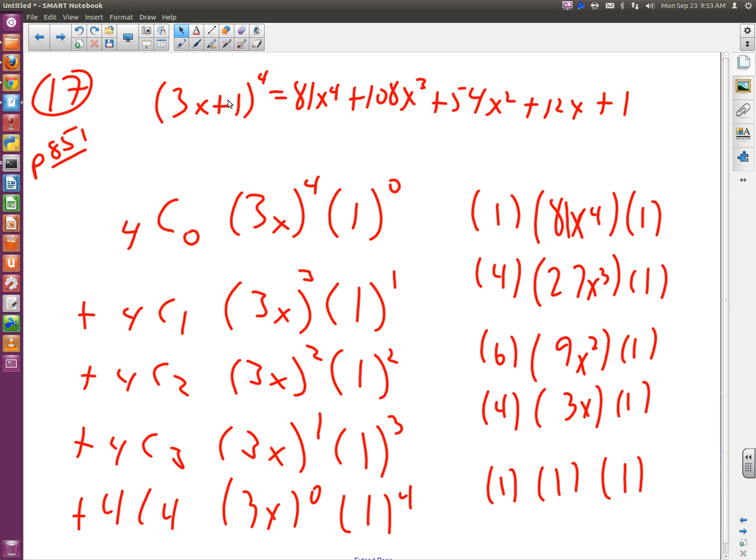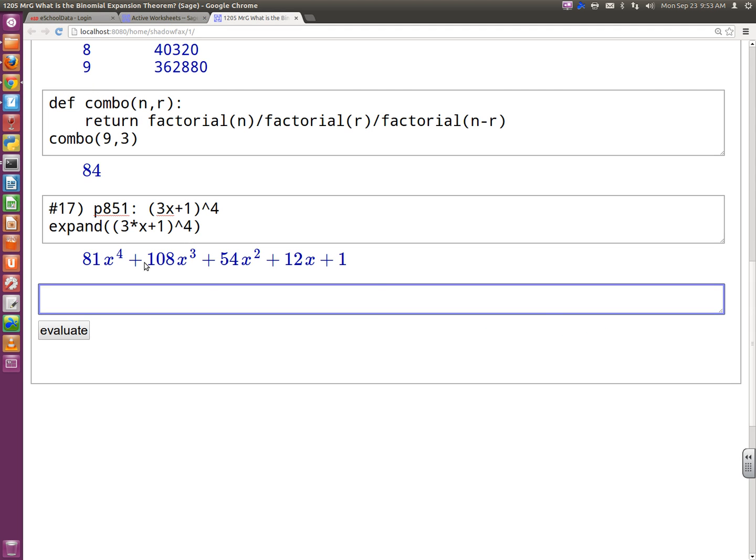Let's see, Sage. What do you got? So what is it? 81, 108, 54, 12, and 1. 81, 108, 54, 12, and 1, and a fourth degree polynomial in standard form, counting down from 4, 3, 2, 1, 0, x1. That's good. Can you show the work here? Yeah, we could do exactly what we did on the smartboard.